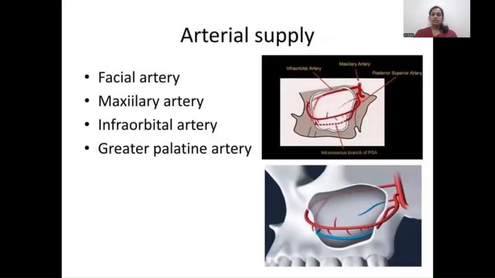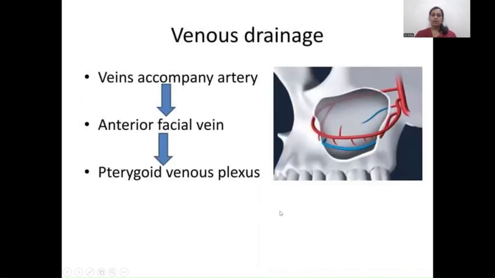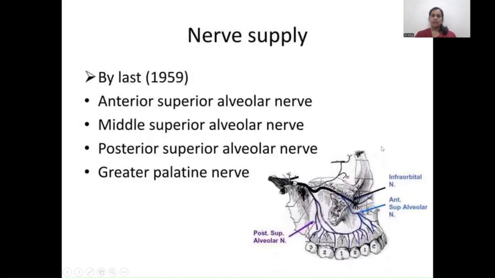Coming to the arterial supply of the maxillary sinus, it is mainly from the external carotid artery and its branches. That is the facial artery, maxillary artery, infraorbital artery, and greater palatine artery. Venous drainage is by the veins that accompany the arteries, from the anterior facial vein and the pterygoid plexus.